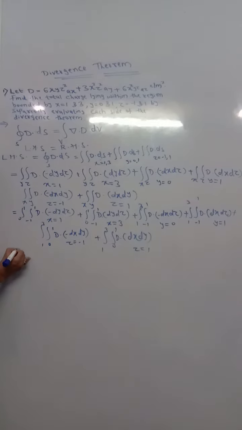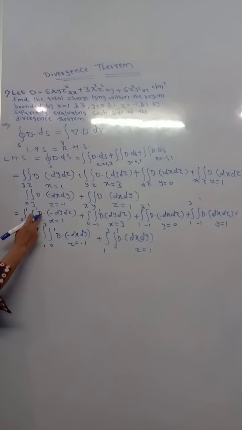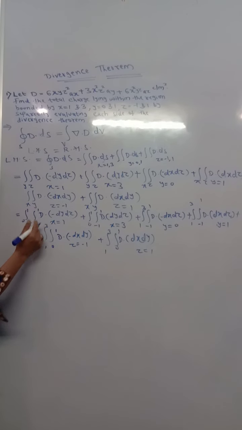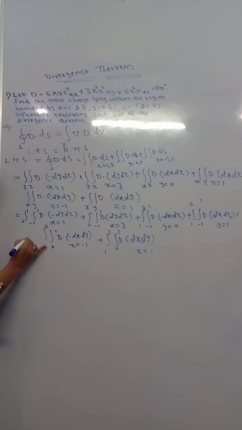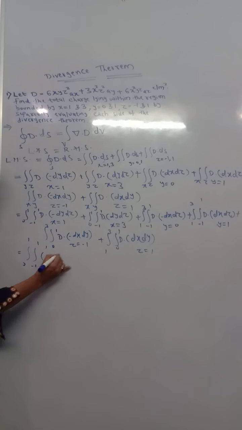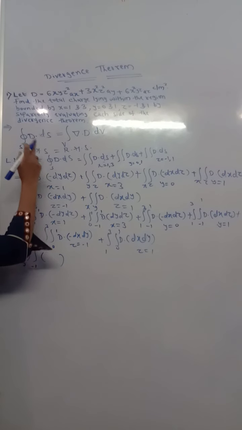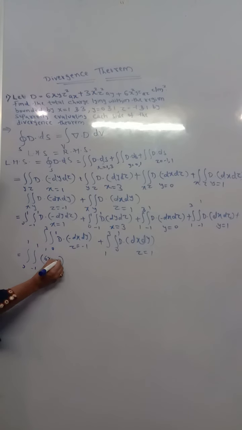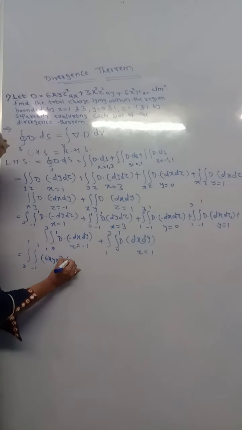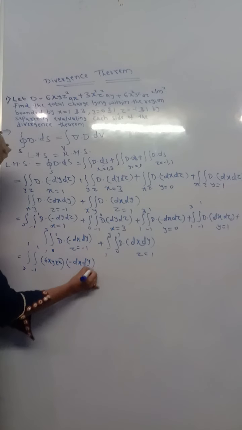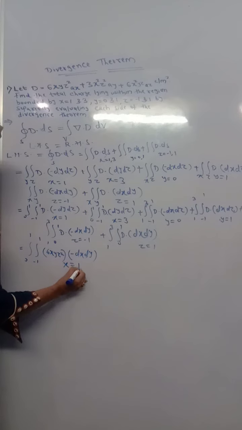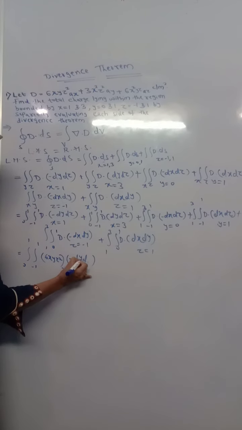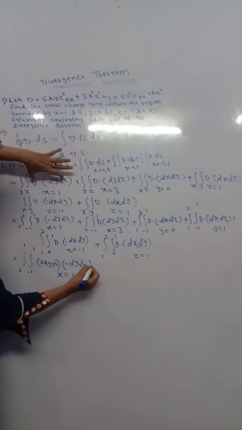Now come to the point, substitute the value of d. What is the value of d? You can take here, apply the limit 0 to 1, minus 1 to 1, and here with respect to x, so it will be 6xyz square dy dz, and x is equal to 1. Come to this part. I am writing for this part.